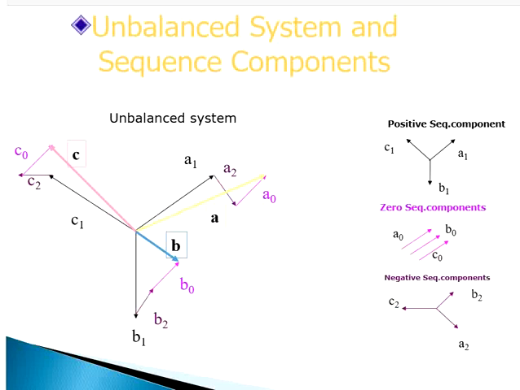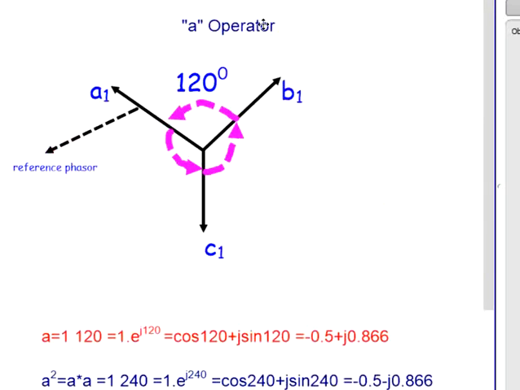Now let us see all this; yesterday we discussed it. Let us see the A operator. Basically, in your complex algebra, in your mathematics, you have the J operator, right? So here, in sequence components, they will be using the A operator. In the J operator, you use 1 at an angle of 90 degrees, but here we will use 1 at an angle of 120 degrees.